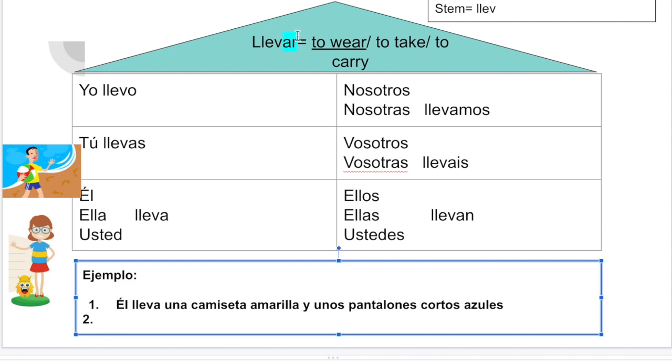So lleva, when you use lleva, it implies that you are wearing. So it could be he wears or he is wearing. So in Spanish, sometimes this is wearing or the ing is not used. So it implies both. Entonces, ella lleva una falda roja. She is wearing or she wears a red skirt. Okay. A falda roja. Muy bien.